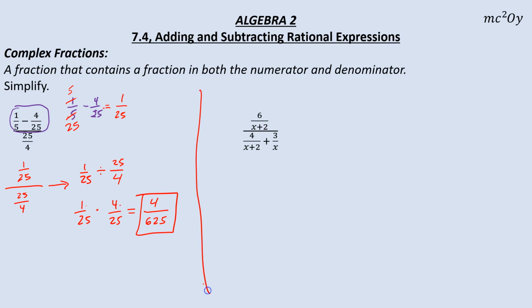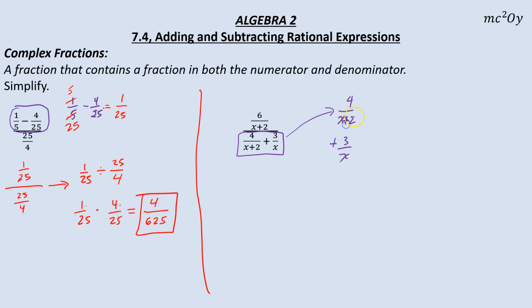Now it gets a little more complex, no pun intended. Okay, actually there was a pun intended, but that's okay. When you have variables in it, but the idea is the same. Simplify the numerator and the denominator. And when I say simplify, add and subtract these. So in this case I need to add 4 over x plus 2 plus 3 over x. So I'm going to treat that as a separate problem over here. Okay, I have 4 over x plus 2 plus 3 over x.